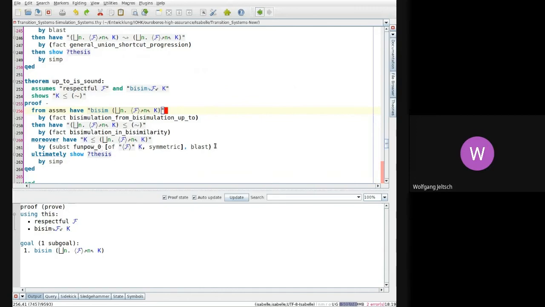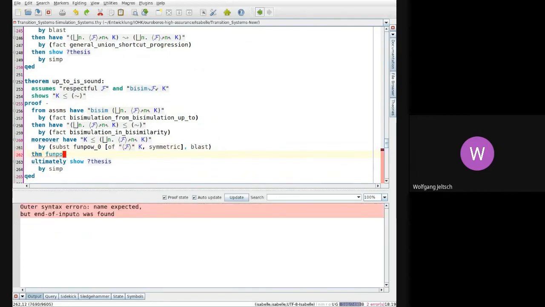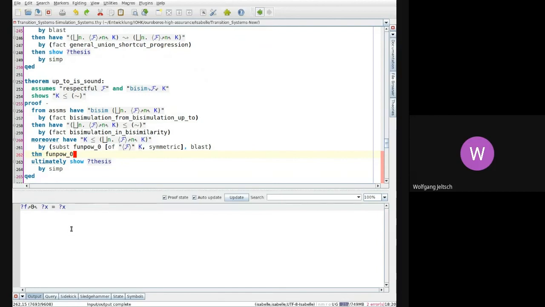I took this funpow0 lemma. This is a lemma from the standard library, funpow0, and it says f to the power of 0 applied to x is x. So I want to use it for this thing, that f to the power of 0 applied to k is just k, because I want to prove that k is included in this union. But the automated prover cannot find out that this is exactly the instantiation that it needs. So therefore, I give it explicitly.